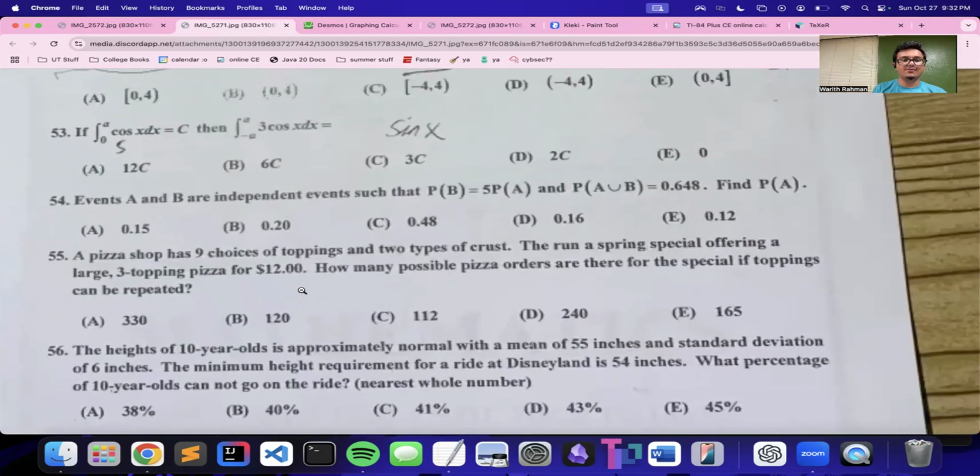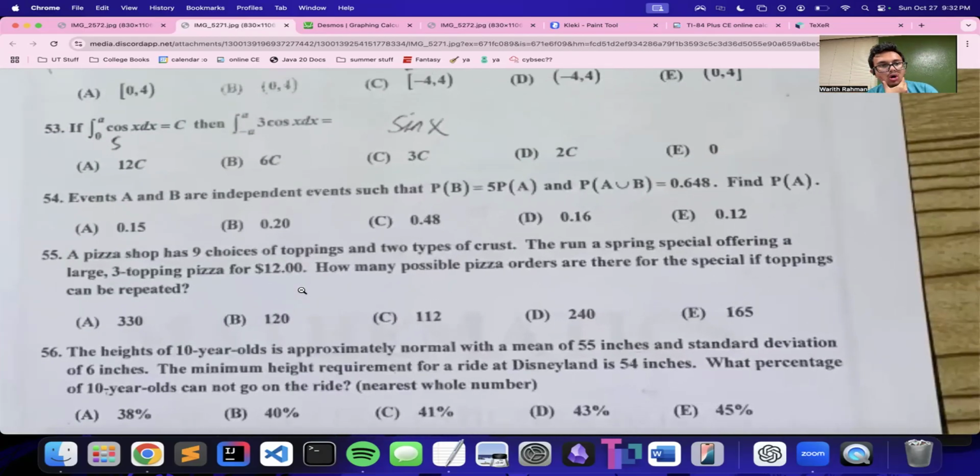Okay, 54. Events A and B are independent events such that P of B equals 5. Okay, I gotta make sure I do this right because I know that people did mess this up and I actually had trouble when I was helping them at first. Okay, so if two events are independent, that means that they don't necessarily affect each other, which means that the probability of both happening is equal to P of A times P of B.